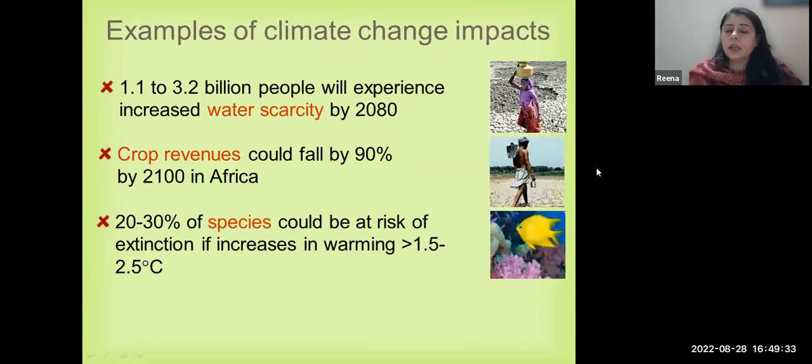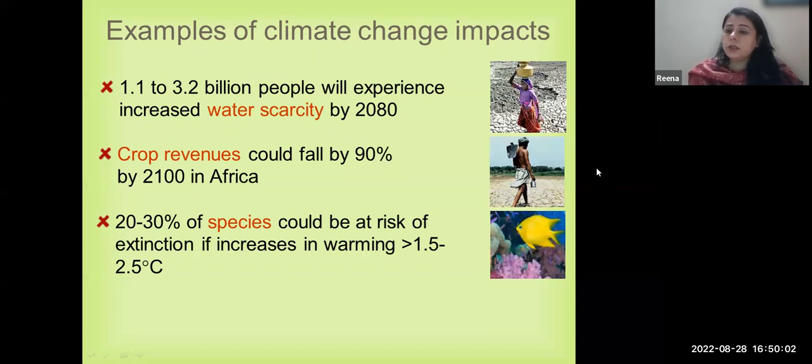Again, there are many large examples of climate change impacts, like 1.1 to 3.2 billion people who will be experiencing increased water scarcity by 2080, and crop revenues could fall by 90% by 2100 in Africa. So all these impacts are now visibly identified, and they are being practically observed and monitored by many agencies all over the world.